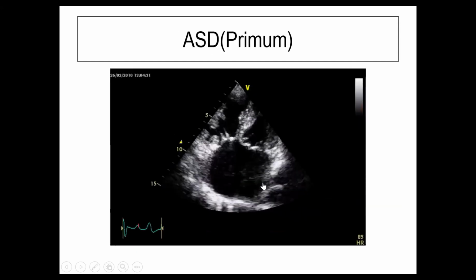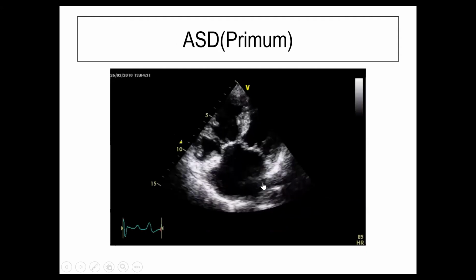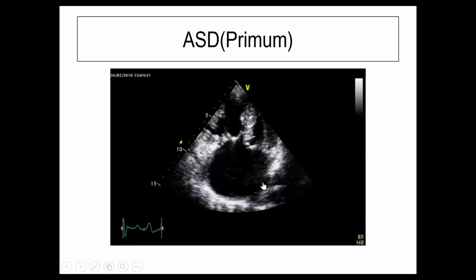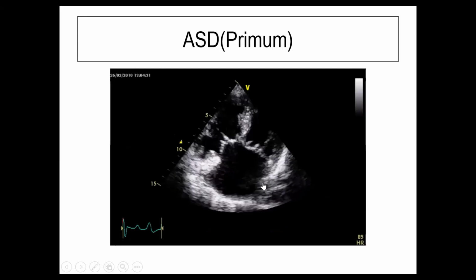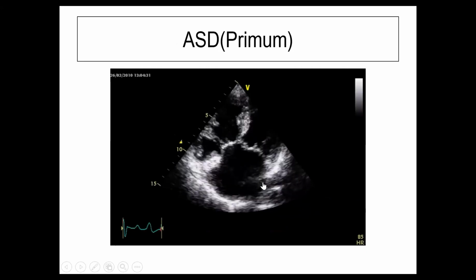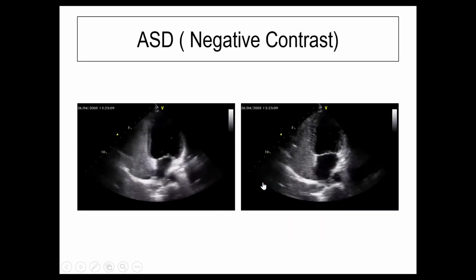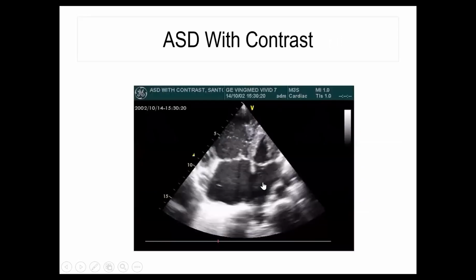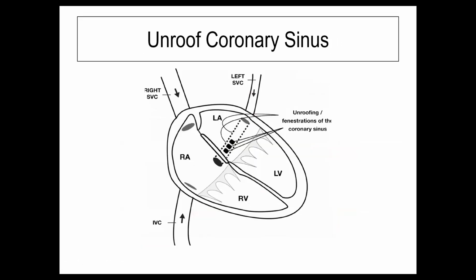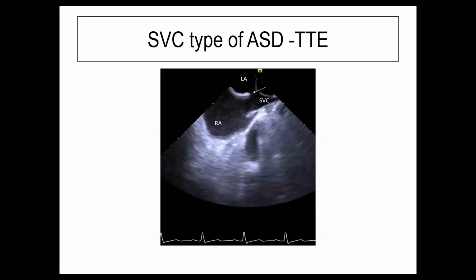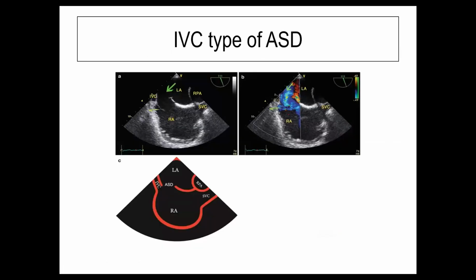So, sir, is it possible to assess SVC and IVC rim by transthoracic? Unlikely. Okay. Some people try to do it, but it's a difficult scenario. Sir, another thing is when you push this contrast, how much do you push? For adults we use 10 ml, in pediatric 5, neonates 2.